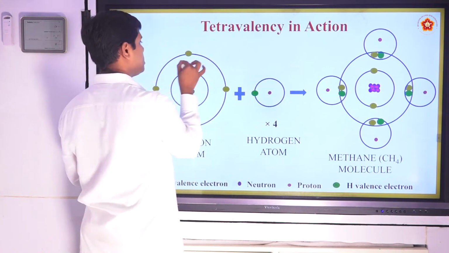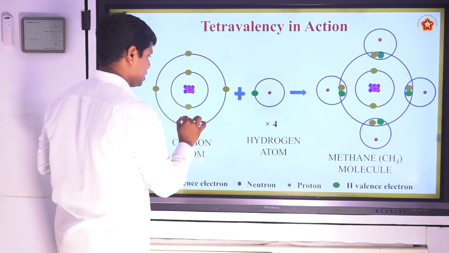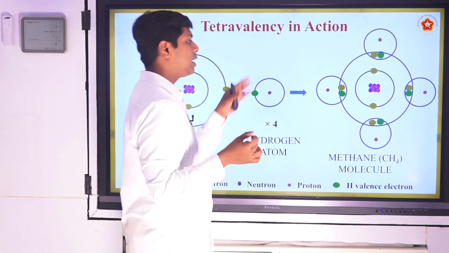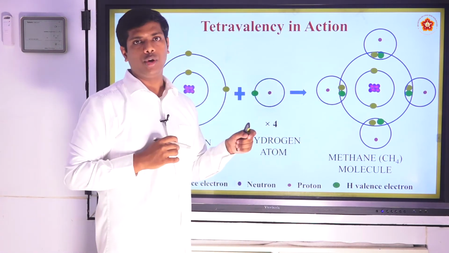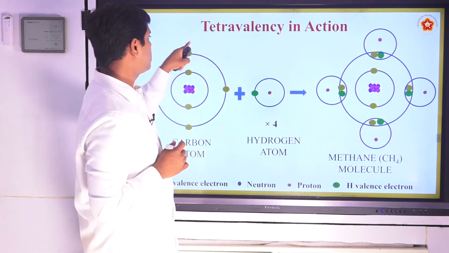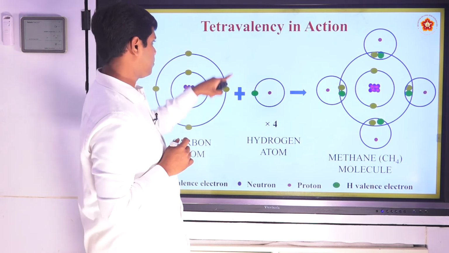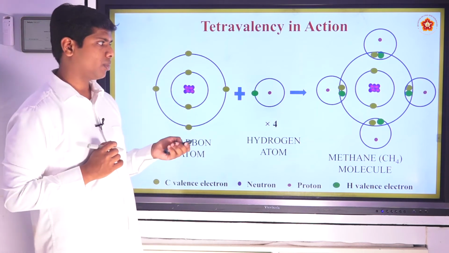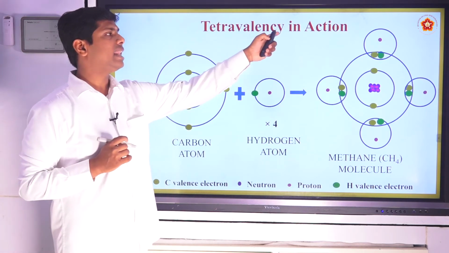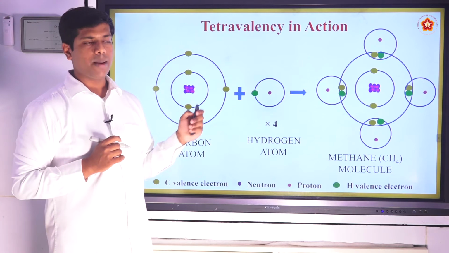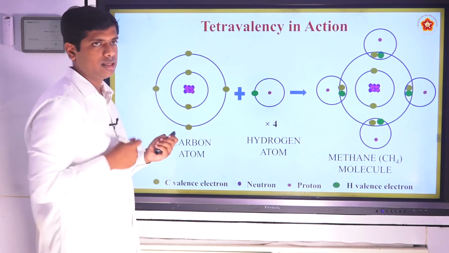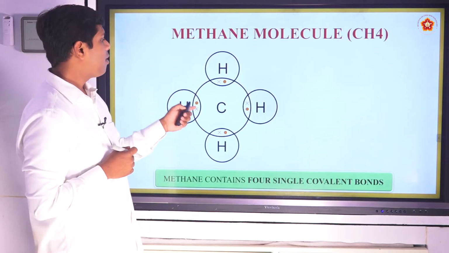Each hydrogen bonds with the carbon to form this molecule, which is nothing but the methane molecule. These hydrogen atoms combine with the 4 electrons of carbon to form the methane molecule. This is tetravalency in action. We have taken methane as the example and you have understood this. This is the structure of methane.